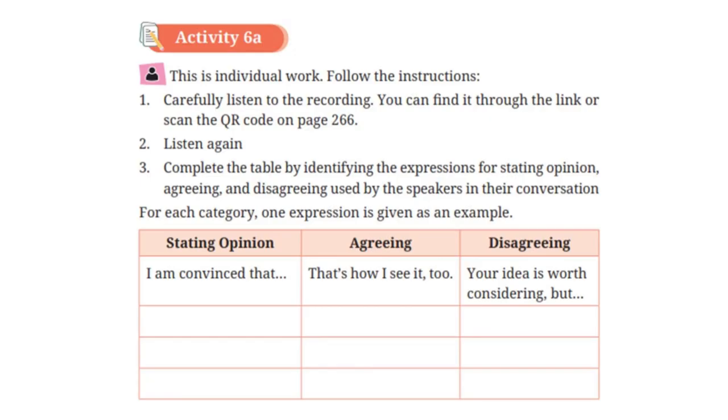Listen again, then identify the expressions for stating opinions, agreeing, and disagreeing used by the speakers in their conversation. For example, to state opinions, you can say, I am convinced that. To express agreeing, you can say, that's how I see it too. To express disagreeing, you can say, your idea is worth considering, but... Now, it's your turn to identify the expressions.